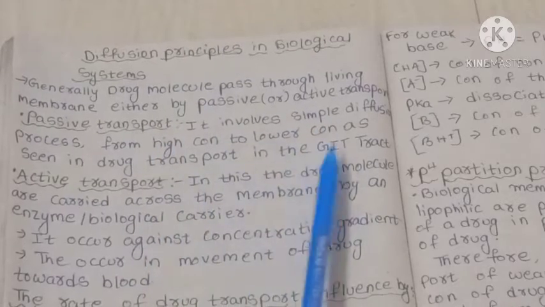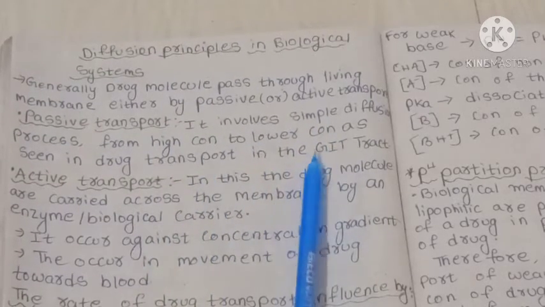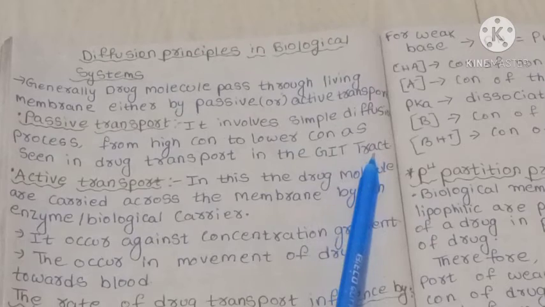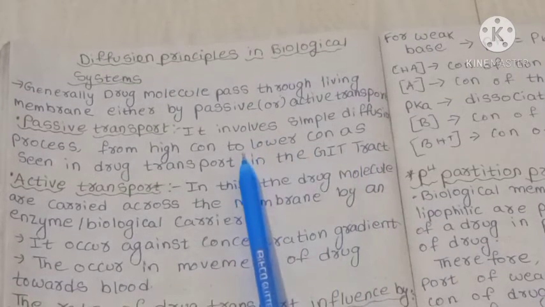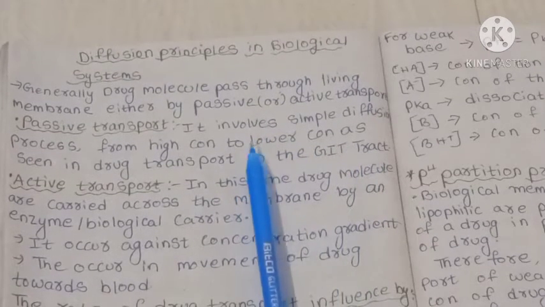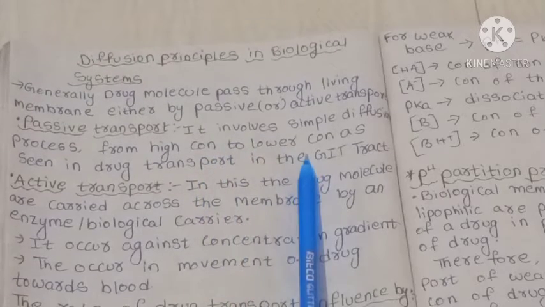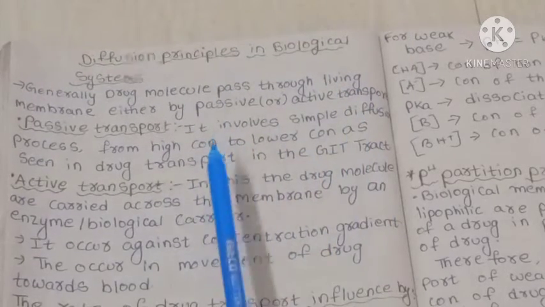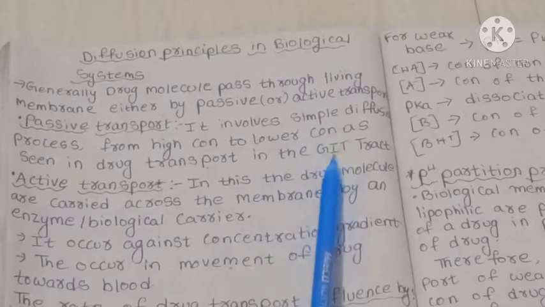This is seen in the transport of drug through the gastrointestinal tract. Through passive transport, drug molecules move from higher concentration to lower concentration. It occurs in a simple diffusion process. It occurs in the place called the GIT tract.